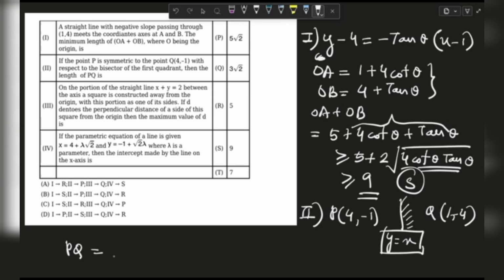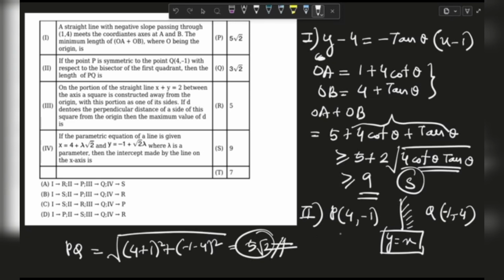So now we can find PQ using the distance formula. 4 minus, I guess this is 1, minus 4, right? Just a minute. Okay, guys, I guess this is minus 1, minus 4. Yeah, I made a mistake. Y equal to x, right? Yeah, this is minus 1, minus 4. So this thing becomes 4 plus 1 squared plus minus 1 minus 4 squared. So root of 25 plus 25, 50, which is 5 root 2. I guess it is option P. So basically point P and option P. Coincidence. Anyways, let's move on to part 3.